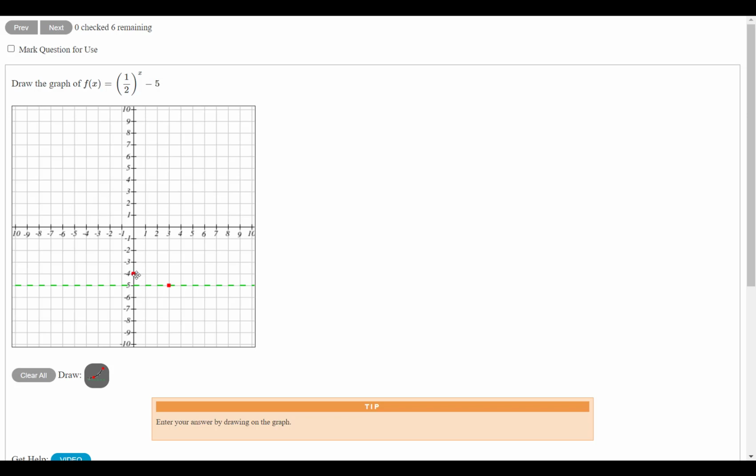And usually we would go to the right one and up one, but because it's the negative x, we're going to go back one and up one. And this is still base 2, but it's reflected instead. So when you hit submit, you should get the right answer.